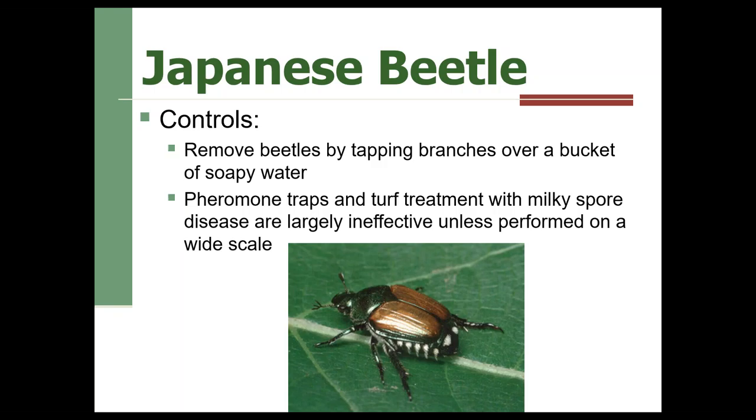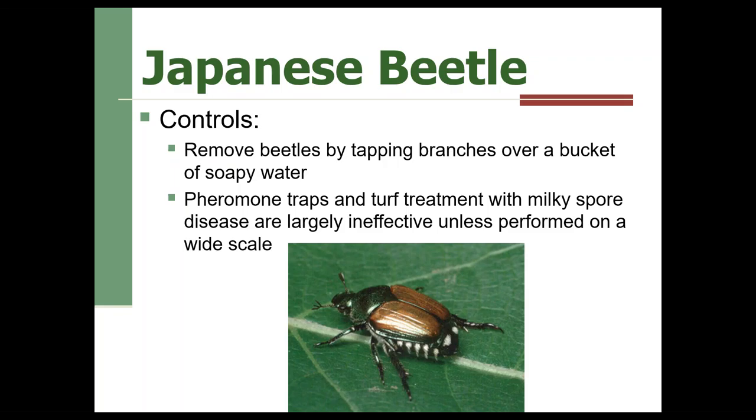In terms of controls, in terms of some of the homeowner-oriented things, small infestations can literally be removed by tapping branches with the beetles over a bucket of soapy water such that they fall in and drown.